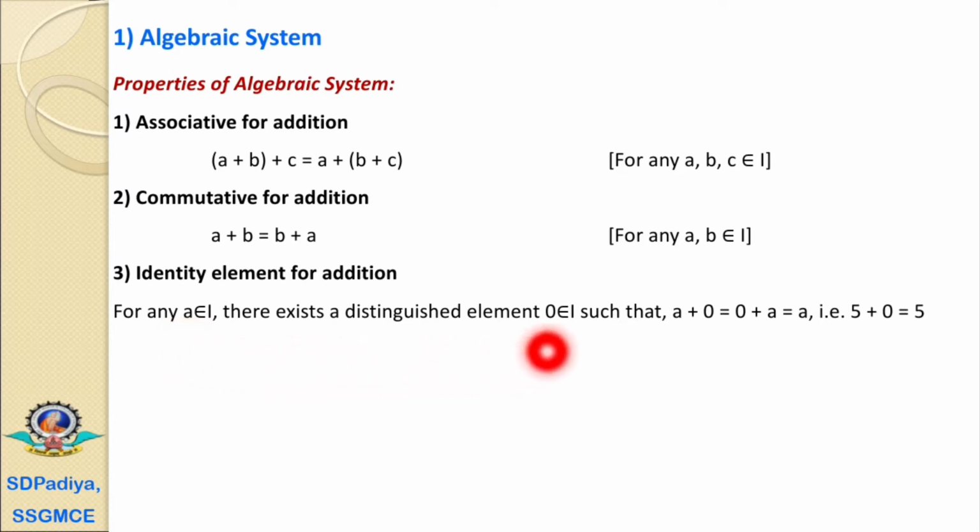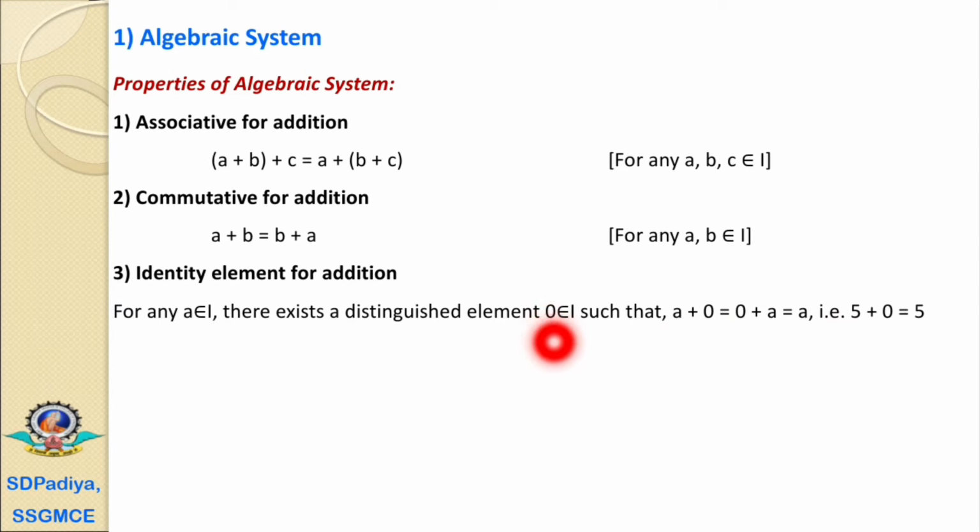element 0 belonging to I, such that for addition, 0 is an identity element, because when we perform the addition of 0 with any number, there will not be any effect. Just like a plus 0 is equal to 0 plus a is equal to a. We have lots of examples: 5 plus 0 is equal to 5, minus 5 plus 0 is equal to minus 5, 300 plus 0 is equal to 300. That is, a plus 0 is equal to a.